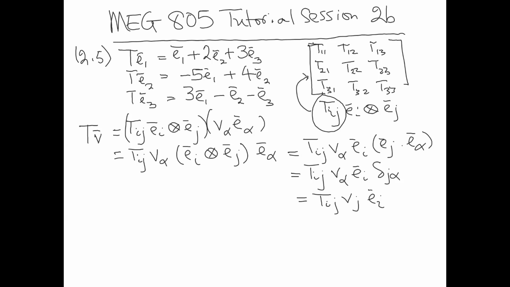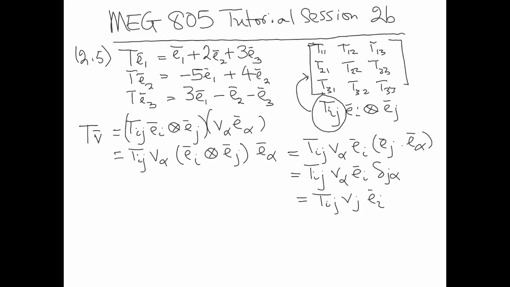Okay, so that was the first thing that we did. And if you look at the notes, if you open to your 2.5a, you would see that you have applying TV is equal to Tij Vj Ei. So what I just did was to clarify how TV became Tij Vj Ei. Now, the next thing that we did in the last tutorial session was to write out Tij Vj Ei fully.